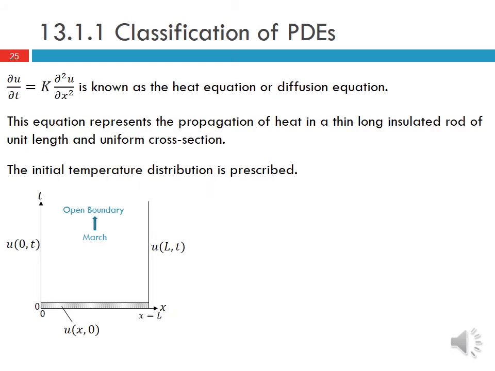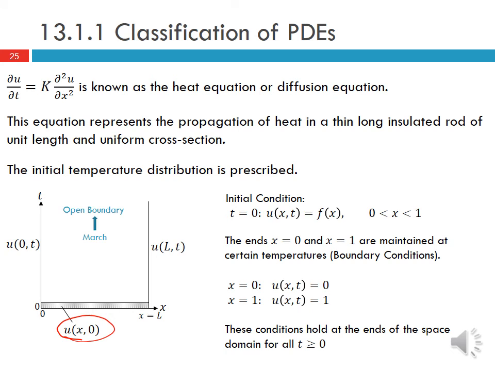So this example is known as the heat equation or the diffusion equation, the unsteady heat equation. It represents the propagation of heat, for example, in a thin, long insulated rod of unit length and uniform cross-section. The initial temperature distribution is prescribed as the initial condition, which is given as just a function of x.